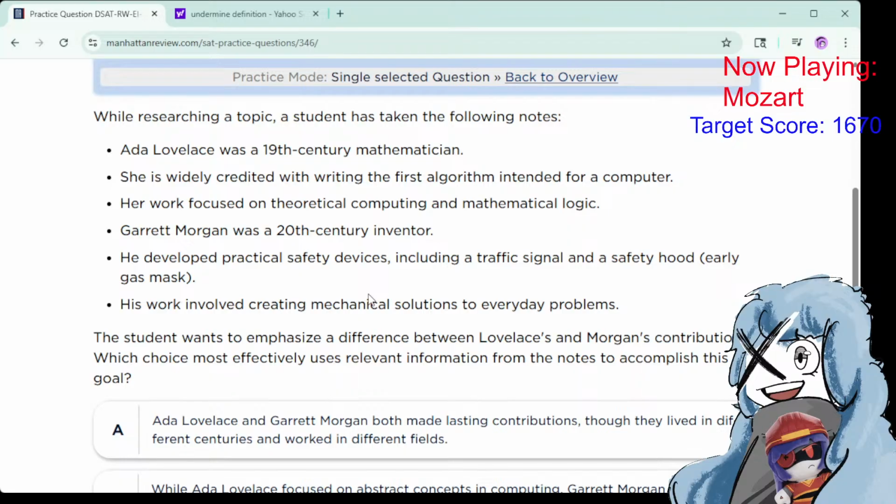Ada Lovelace was a 19th century mathematician. She is widely credited with writing the first algorithm intended for a computer. Her work focused on theoretical computing and mathematical logic. Garrett Morgan was a 20th century inventor. He developed practical safety devices, including traffic signals and a safety hood, an early gas mask. His work involved creating mechanical solutions to everyday problems.